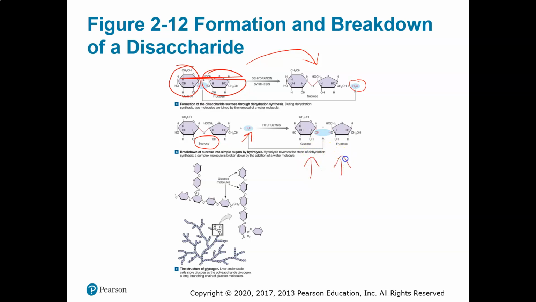monosaccharides glucose and fructose. And then what you're seeing here is glycogen, which is many branching chains of glucose molecules. This is how our liver stores glucose, by combining the glucose molecules to form the large polysaccharide glycogen. And plants do the same thing, except plants store glucose as starch.